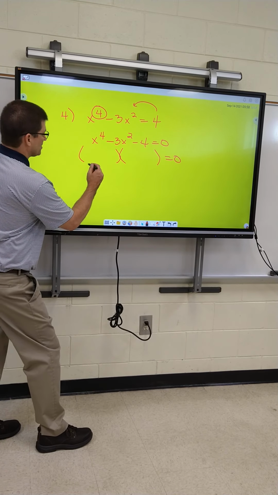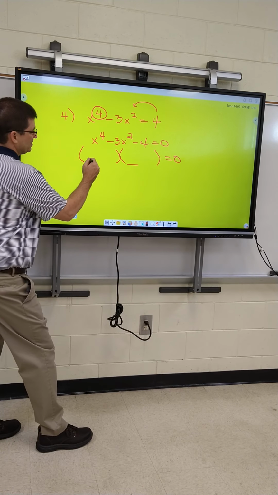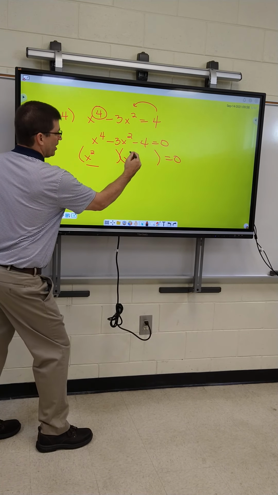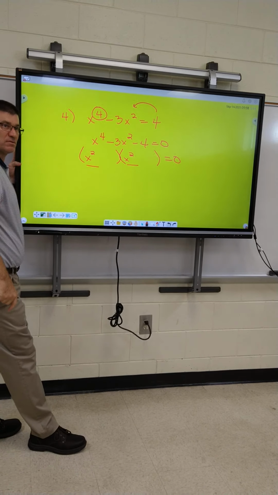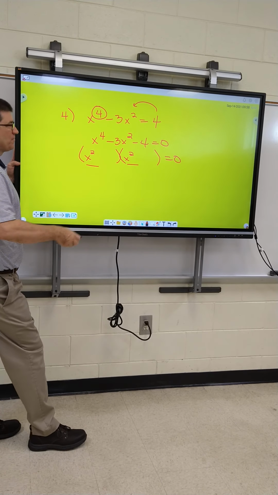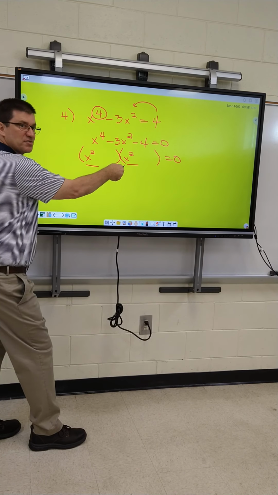Okay, does anybody want to guess? What goes here and here? Go ahead and guess. Well, it's got to be x squared and x squared, and the reason is, when you add them up, it's got to equal x^4. Does that make sense? What if that was an x^6 in front right here? Then it would be x^3 and x^3, right?